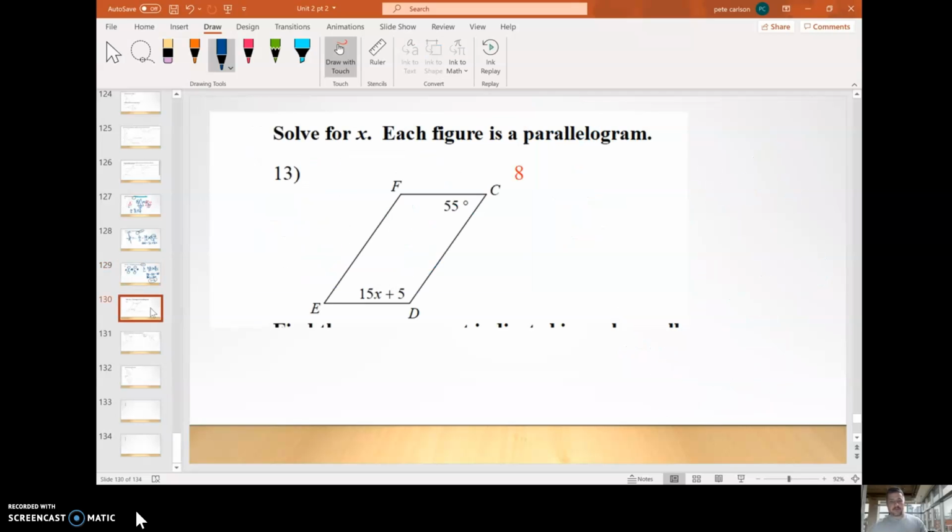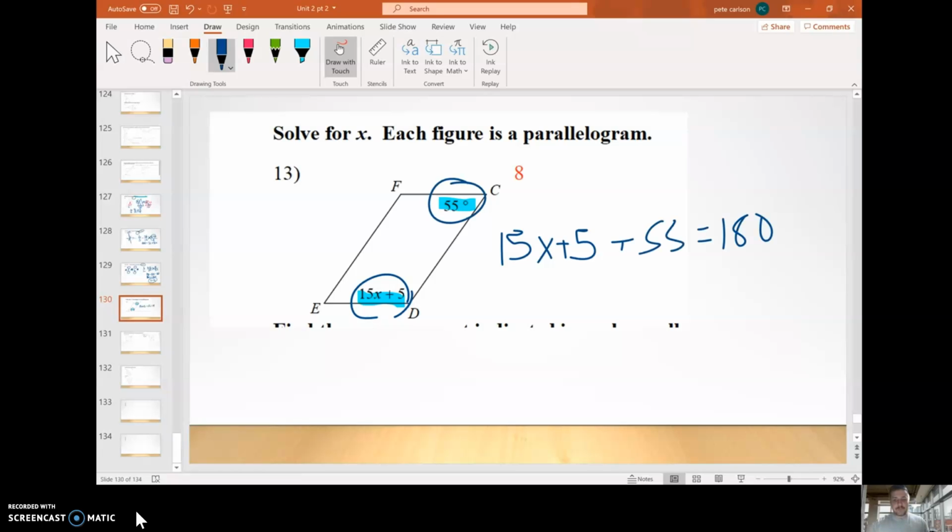All right, number 13. This is a parallelogram. Remember, in a parallelogram, the angles that are next to each other are supplementary. So that means this angle, 15x plus 5, plus this angle, which is 55, equals 180. Okay? And then you just finish it out and solve it. Your answer right here is 8.